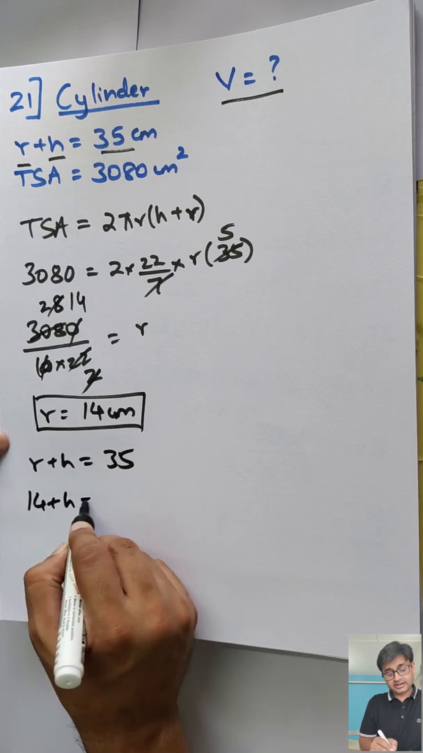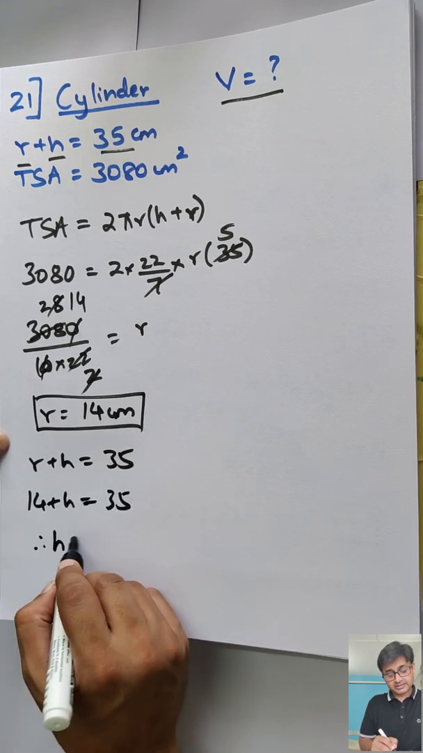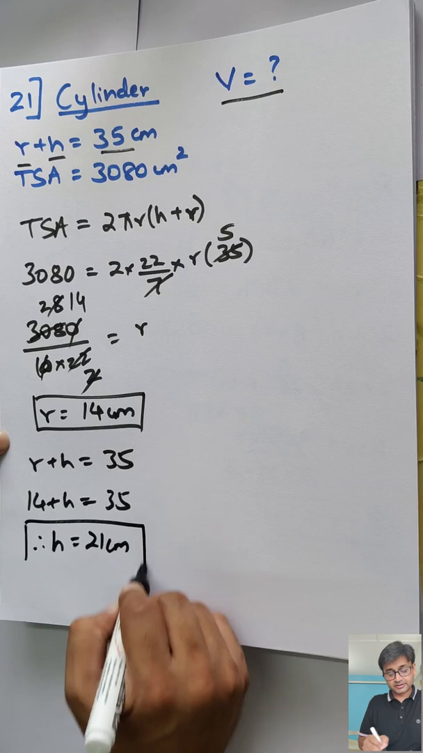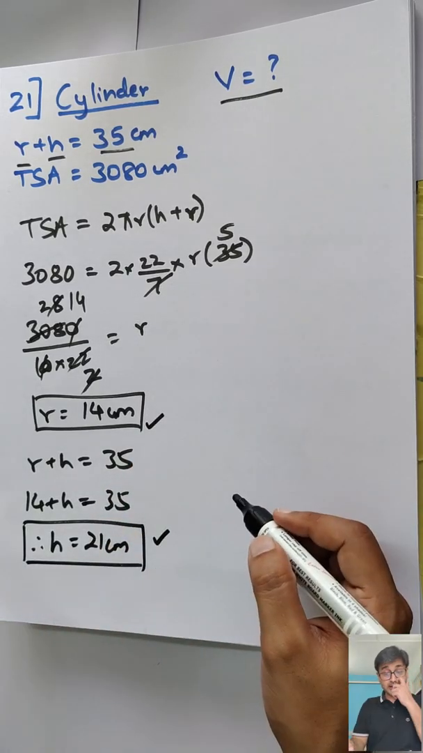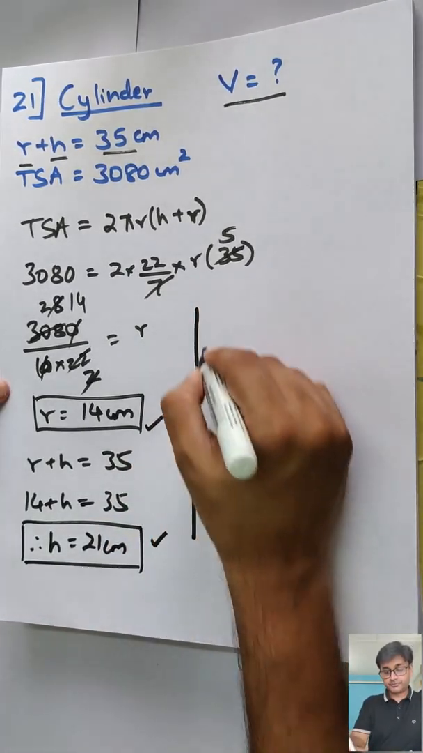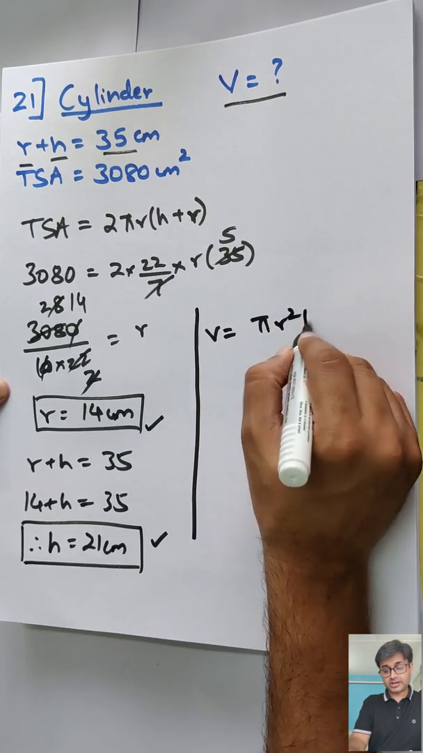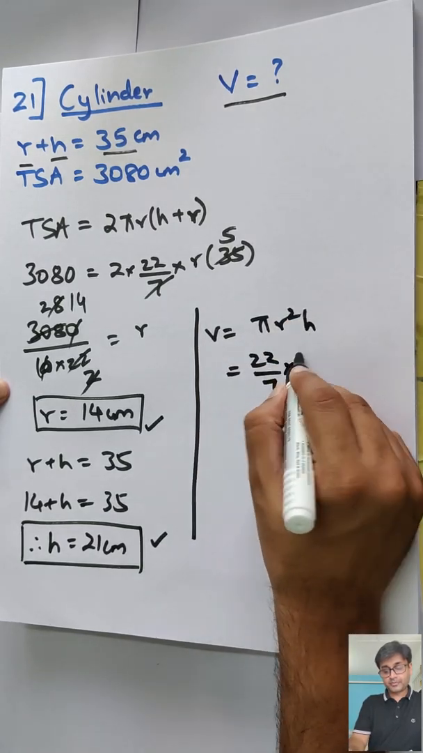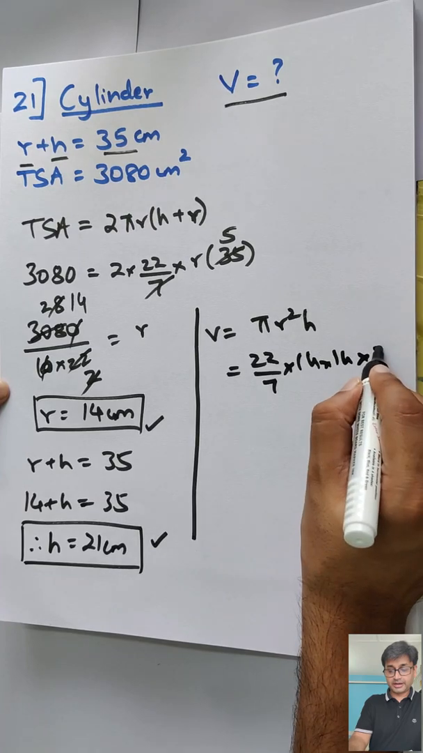So 14 plus height is 35, and therefore I can say height is 21 centimeters. So we managed to get radius and height. Now let's calculate the volume. So volume is pi r square h. So pi r square into height, which is 21.